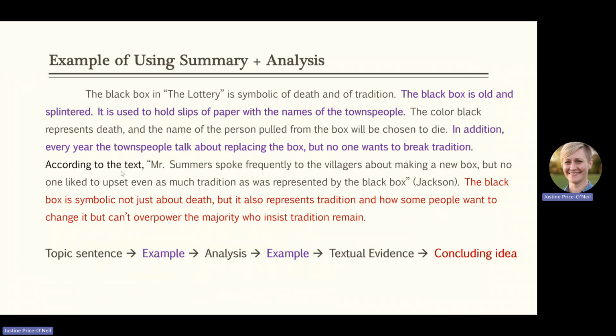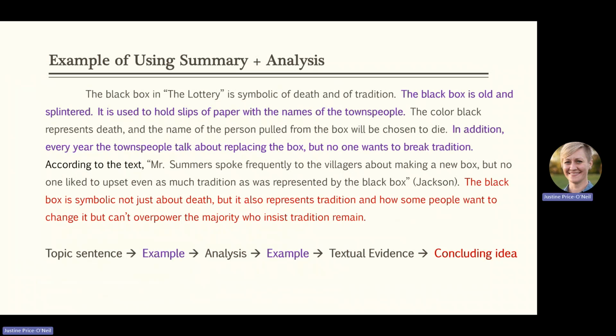According to the text, Mr. Summers spoke frequently to the villagers about making a new box, but no one liked to upset even as much tradition as what is represented by the black box. And concluding idea, the black box is symbolic not just about death, but it also represents tradition and how some people want to change it, but can't overpower the majority who insist tradition remain. Okay, so here you can see sometimes you might be asked to analyze, but you can use the summary to move to the analysis, and you can do that all in one paragraph with that sample format.